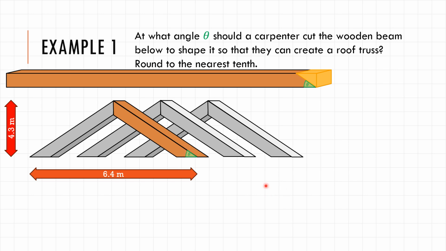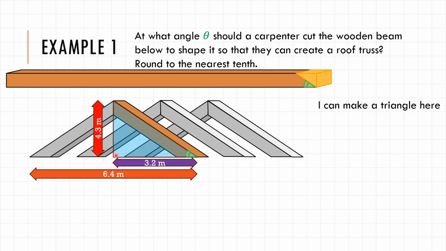So what I can do is make a triangle here, going from here down here, and then all the way across to here. And I know the measurements of this triangle, right? I know that the height of this triangle is 4.3 and the width is, notice this roof is split in half. So if the full roof is 6.4 meters wide, half of it will be 3.2 meters, just divided by 2. And now that I know the side lengths of this triangle, I can use them, or the ratio between them, to find out what this angle is.